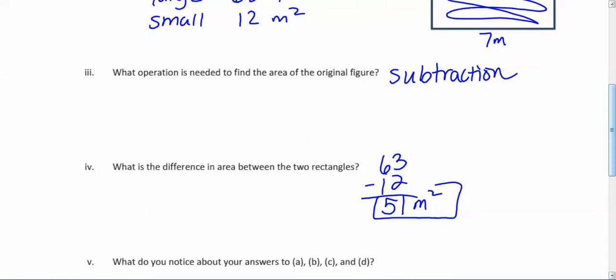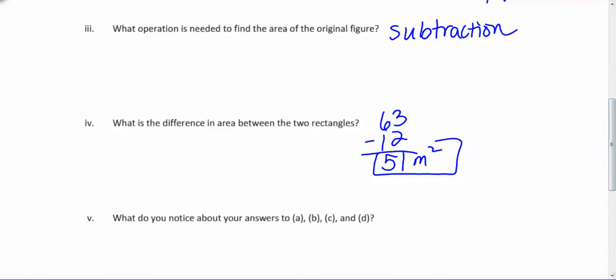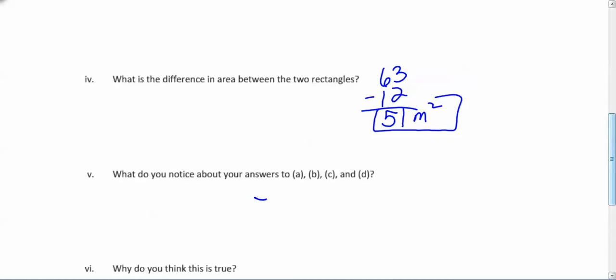Notice they are all what? 51 meters squared. So we could say they're all equal because it's the same shape and the same dimensions. They should all be equal.